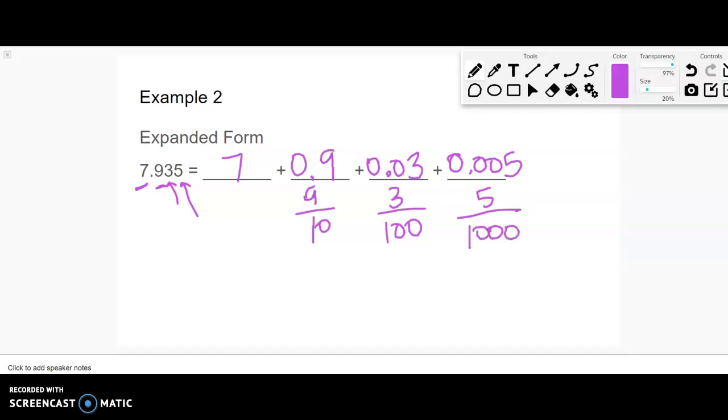So we're just taking the value of a number and sort of splitting it up and spreading it out and breaking it into its individual values. You won't see those on your worksheet, but I just want to make sure we remember what expanded form is because we've done it with whole numbers, and we can also do it with decimals.